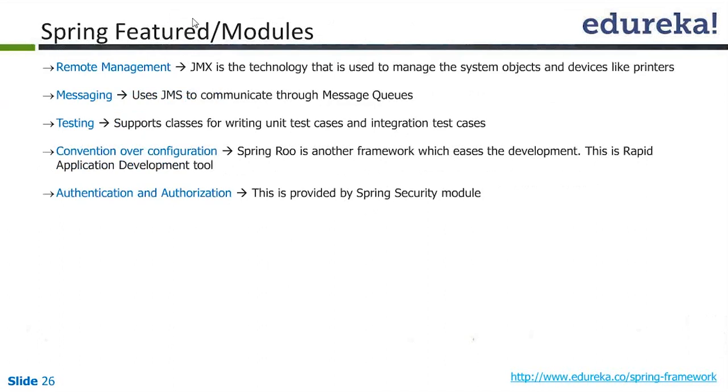Then we have Spring Roo, which offers convention over configuration. It is like a framework which eases the development effort. This is a rapid application development tool. So for example, if you want to create a Spring project, and you have this kind of IDE, it is a matter of selecting file, new Spring project. So it eases the development effort. That is what we can achieve using Spring Roo.